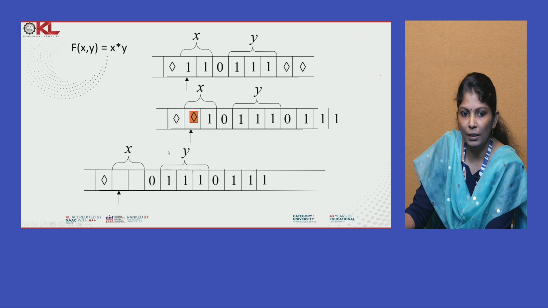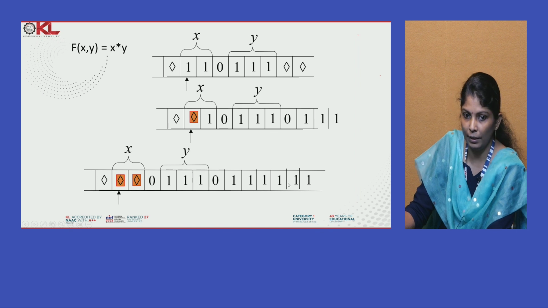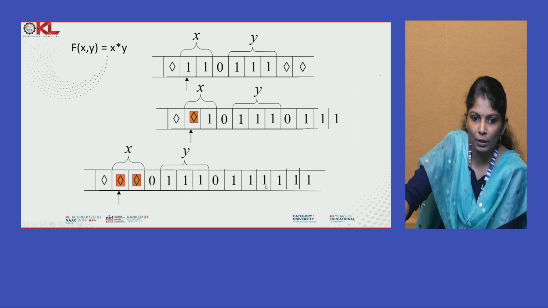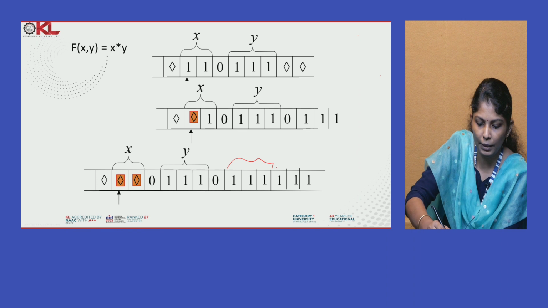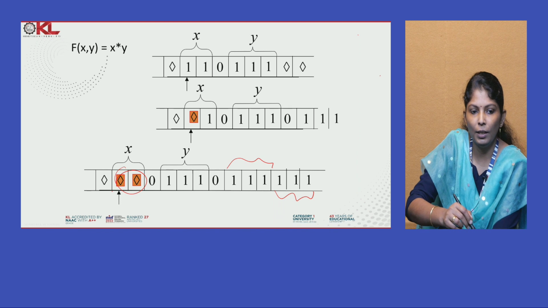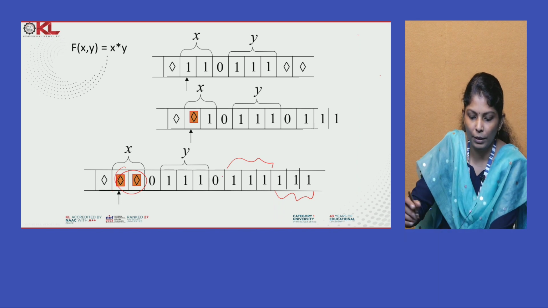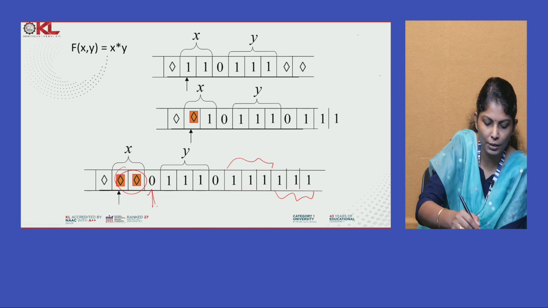Then we take the next 1, and we make it blank. At the same time we copy this y again to the right side. So this is the one that we copied earlier, and this is the second time we copied. By that time these two 1s are over. Now the copying operations are over, and we have reached this 0.